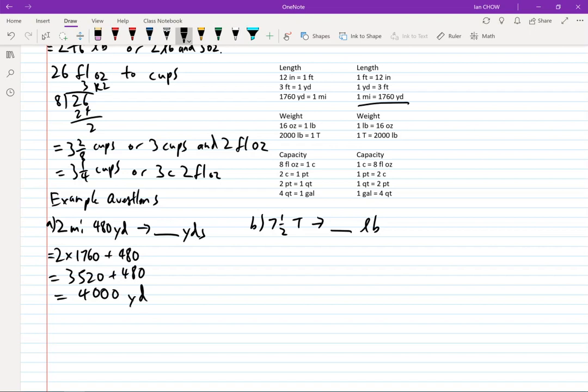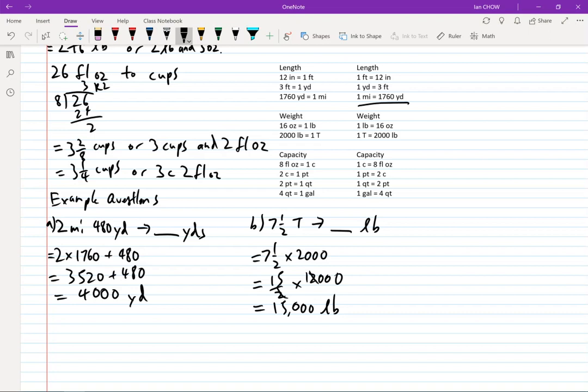And then the second one, 1 ton is equal to 2,000 pounds. So that's going to be 7.5 times 2,000. And so change 7.5 into an improper fraction. That's going to be 15 over 2 times 2,000. And so the 2,000 and the 2 can actually cancel out. That becomes 1,000. And so 1,000 times 15 will be 15,000 pounds. So that's example one, some example questions.